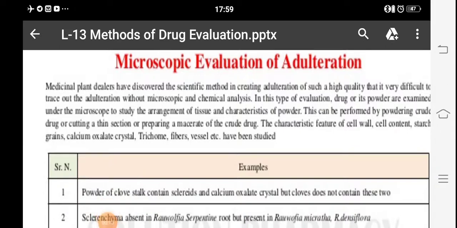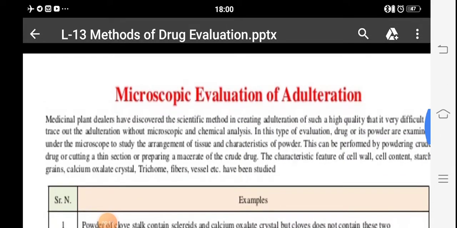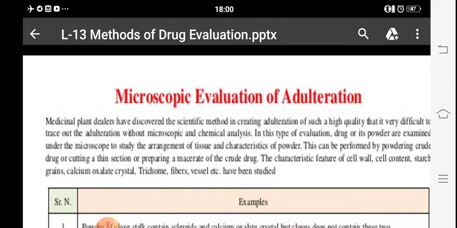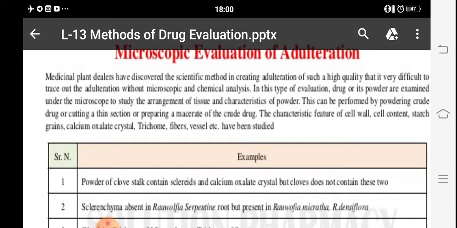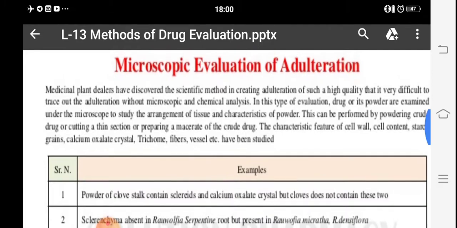Okay, so we have started the drug evaluation topic number 3. The first point we have seen is about the microscope, morphological or organoleptic characters, and how it is evaluated. The second important point is microscopic evaluation, that is, based on the internal characteristics.